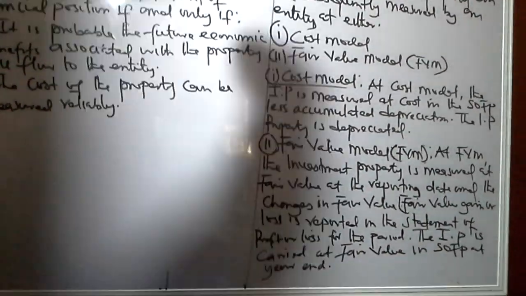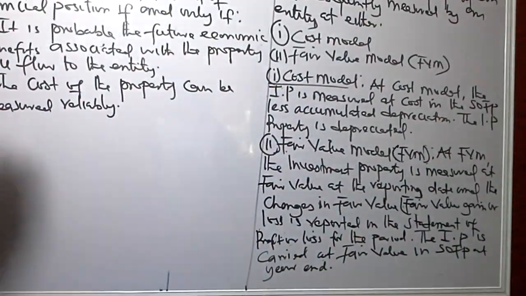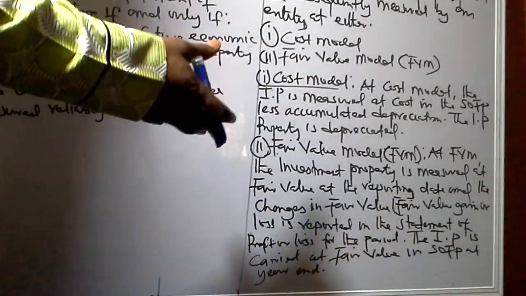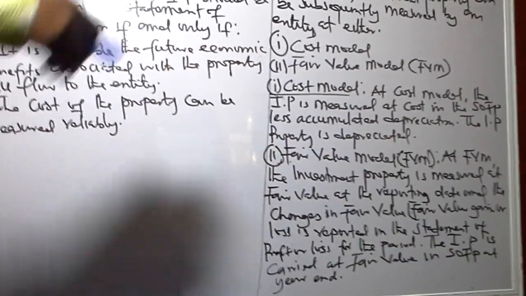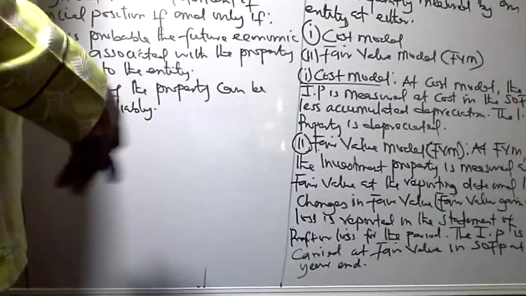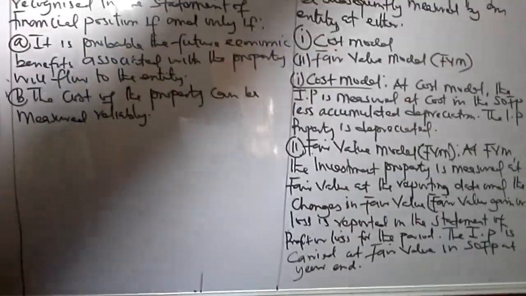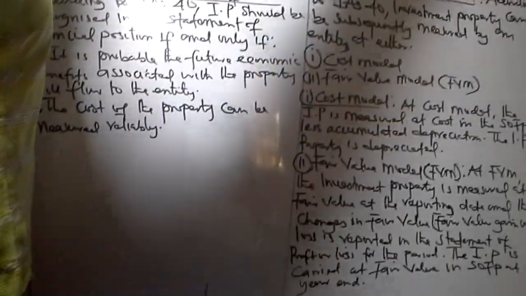Now, if the fair value at the end of the year, let's say, is 500 million, the value you got from the market, and the value you have on record is 400 million, then 500 million is more than 400 million.